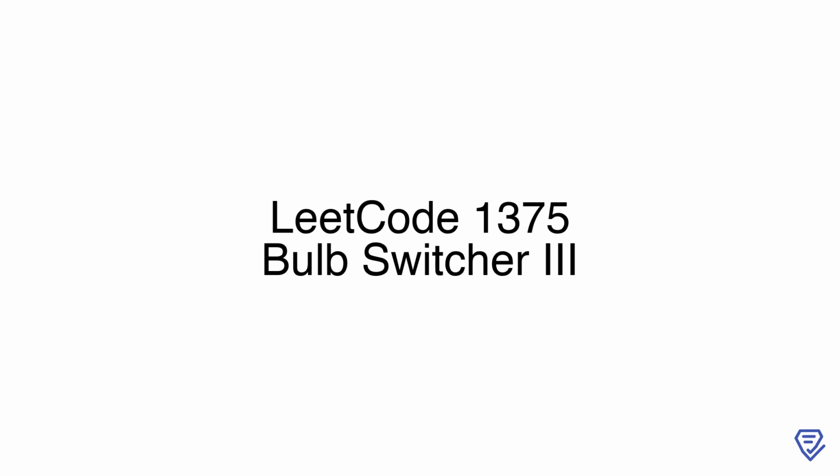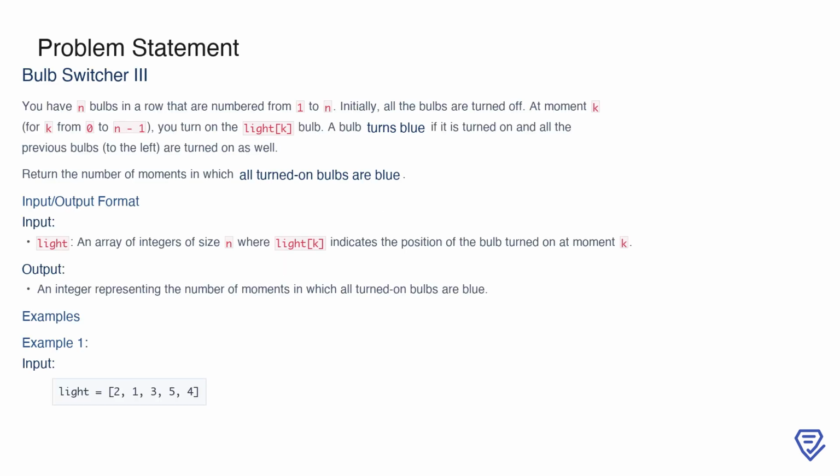Let's dive in. In this problem, you are given n bulbs arranged in a row, numbered sequentially from 1 to n. Initially, all the bulbs are turned off. You then turn on the bulbs one at a time, following the order specified by an array light. At each moment k, the bulb at position light[k] is turned on.